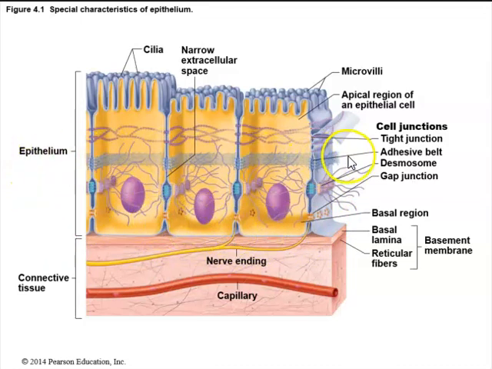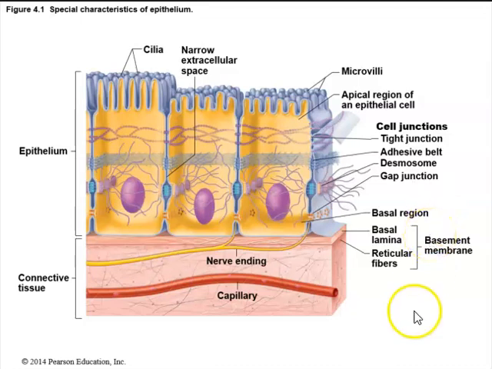If this is only one layer, we know that this is a simple epithelium. We can also see specific junctions between cells that either hold the cells together and also provide communication between cells. We have different types of cell junctions, which we'll get into. We have tight junctions, we have gap junctions, all very important for communication between cells.